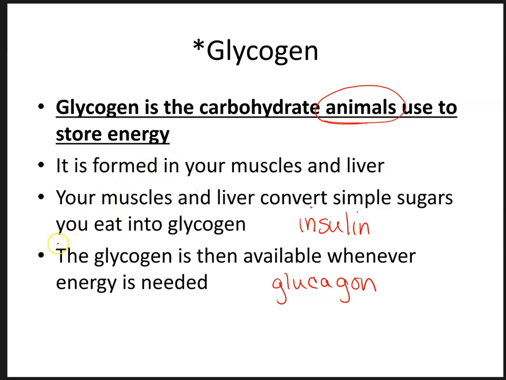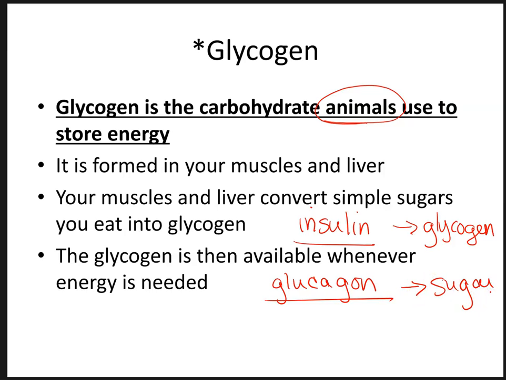So when you eat a meal, the sugar that's floating around in your bloodstream triggers insulin to take that sugar and turn it into glycogen. And then later on, when that glycogen is stored and you need to use some of that sugar, your body will turn on glucagon and it will take that glycogen and turn it back into sugar in your bloodstream so that your muscles can use that.